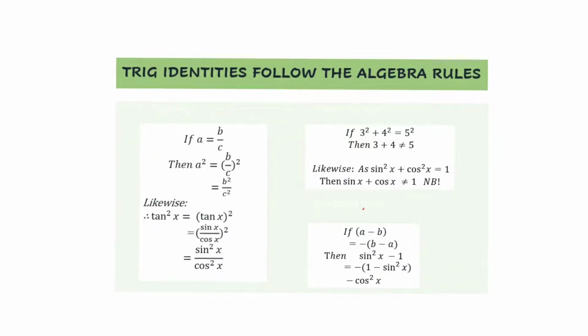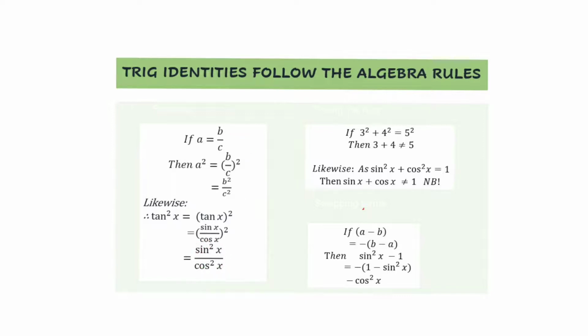Okay, working with trig identities is really easy if you just follow the algebraic rules. Okay, so I just want to show a few tricks that you can do with trig identities. Okay, the first trick is that tan square will be equal to sine square over cos square. If you know where it comes from, you can look at the algebra there.